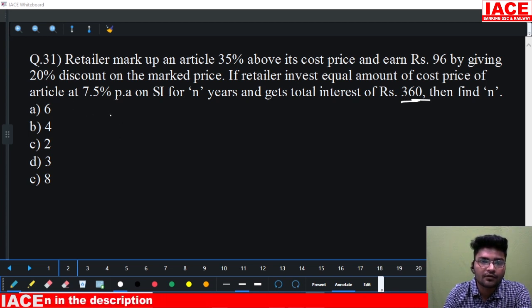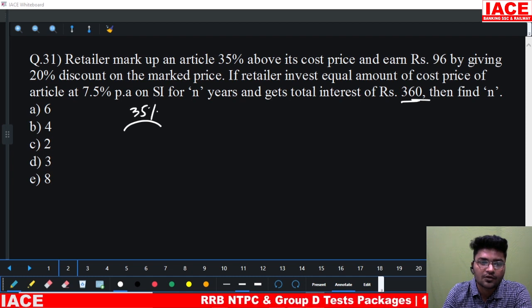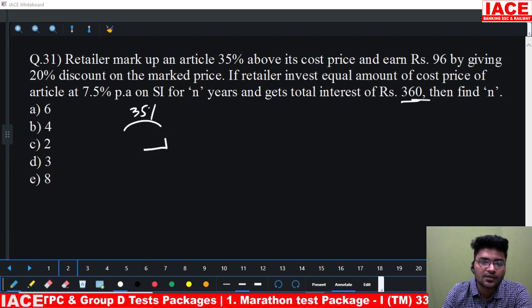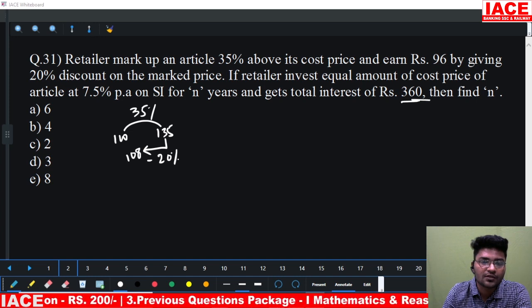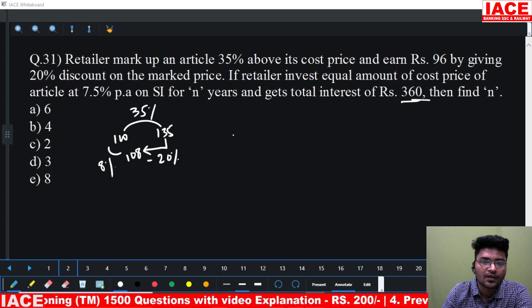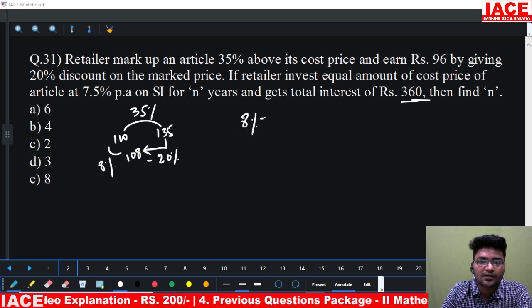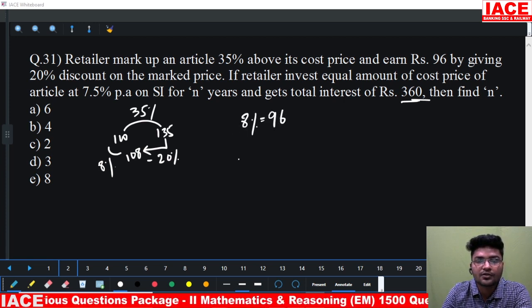Now, if I am marking 35% above the cost price and again giving a discount of 20%, that means if this is 100, this will be 135. 10% is 13.5, so 20% will be double, 27. 27 off means how much do I get? 108. That means I am making a profit of 8%. That profit of 8% is 96 rupees, as given in the question.